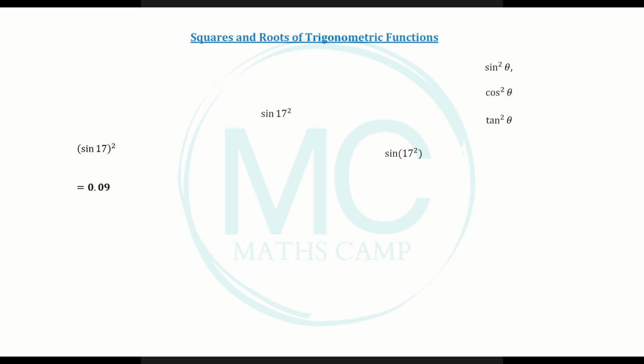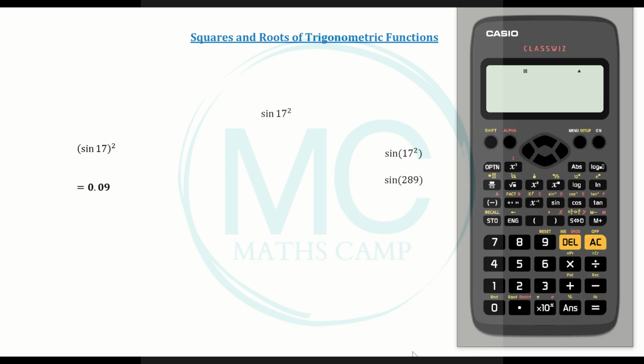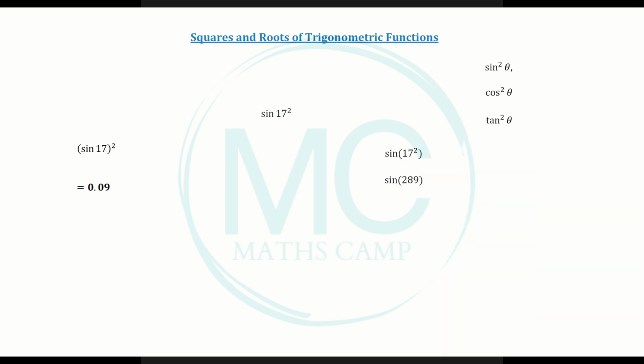Now let's look at sine 17 squared, where we square only the angle. If we square 17, we get 289. Now let's put this into our calculator. So we say sine 289 is equal to, and we get negative 0,945, round to two decimal places, and we get negative 0,95. These are two very different values. So which answer is correct? How do I know what to do? What am I supposed to do with this?